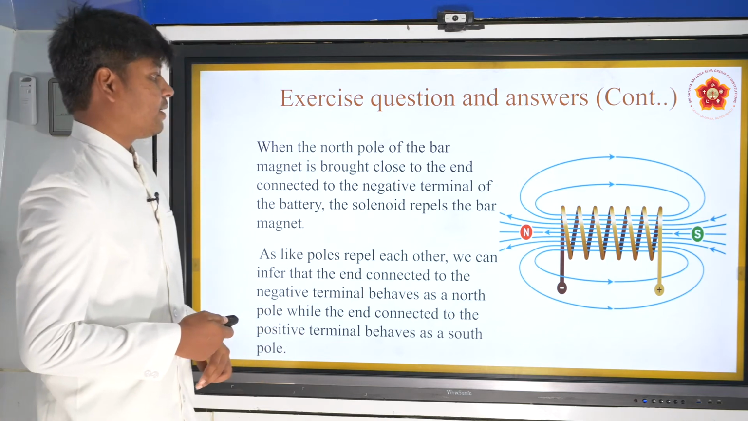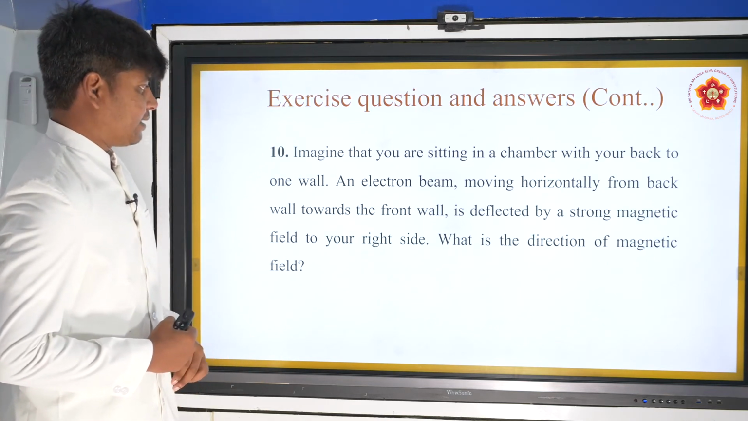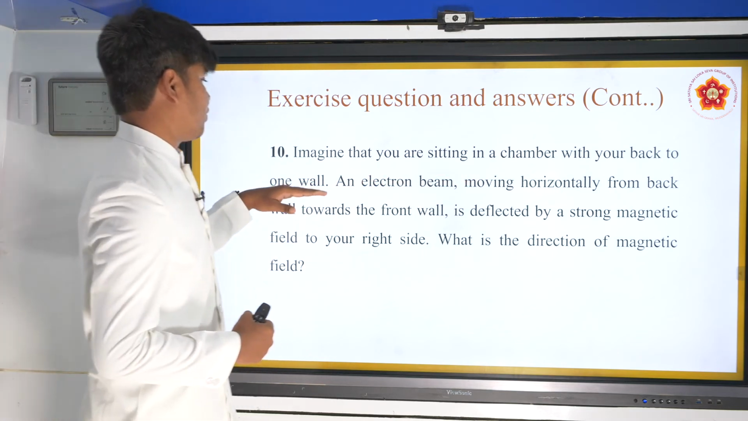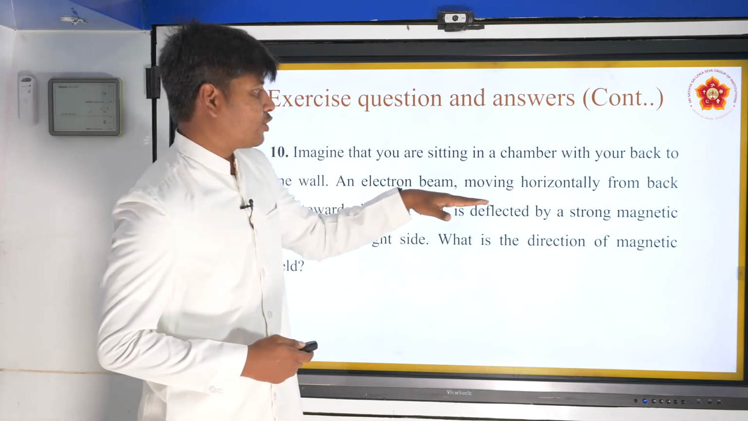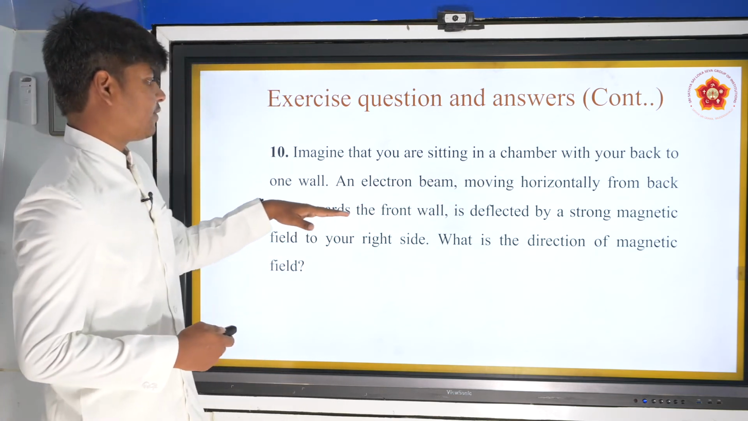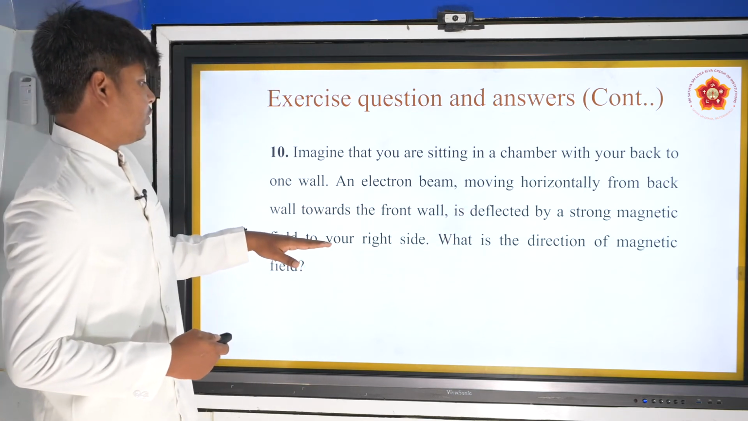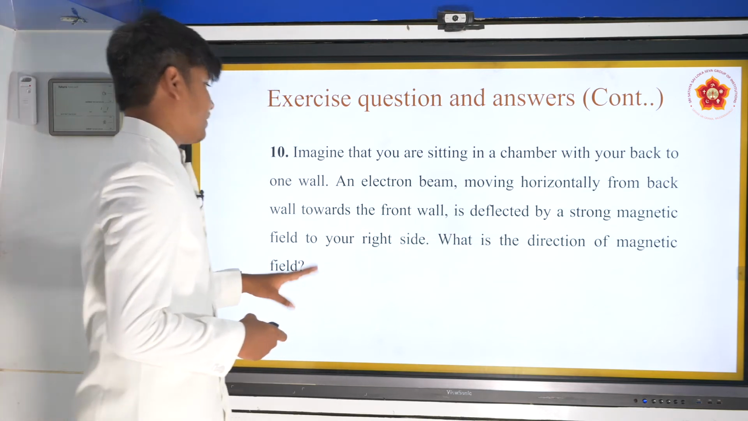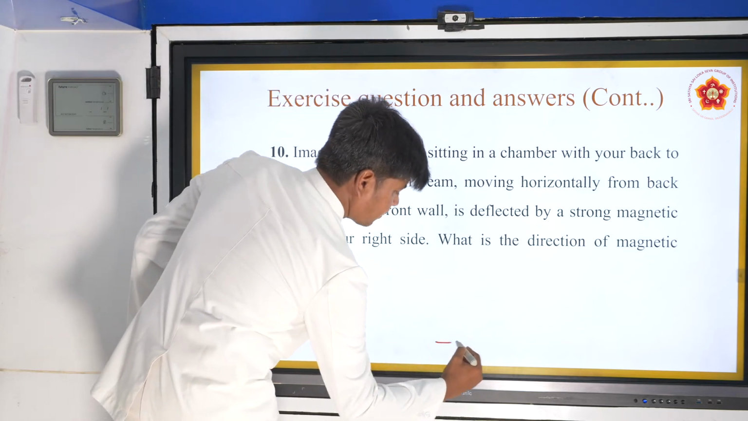Now let us go to the last question. Imagine that you are sitting in a chamber with your back to the wall. An electron beam moving horizontally from the back wall towards the front wall is deflected by a strong magnetic field to your right side. What will be the direction of the magnetic field?